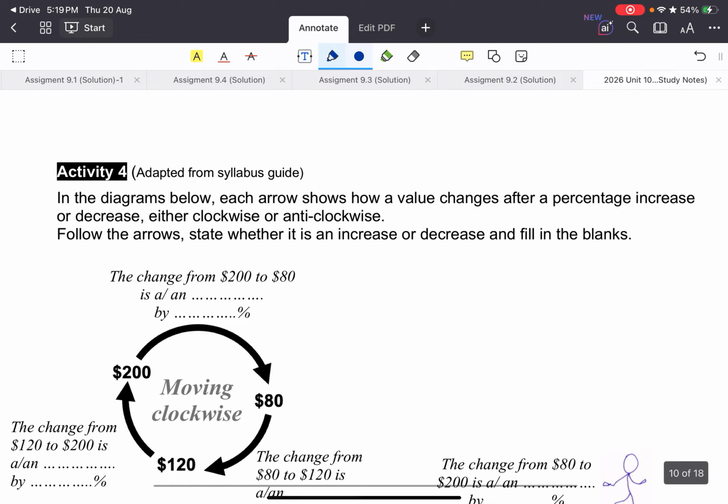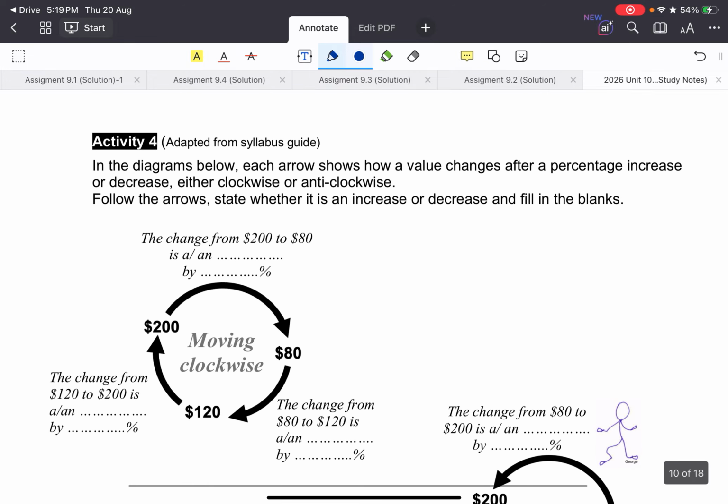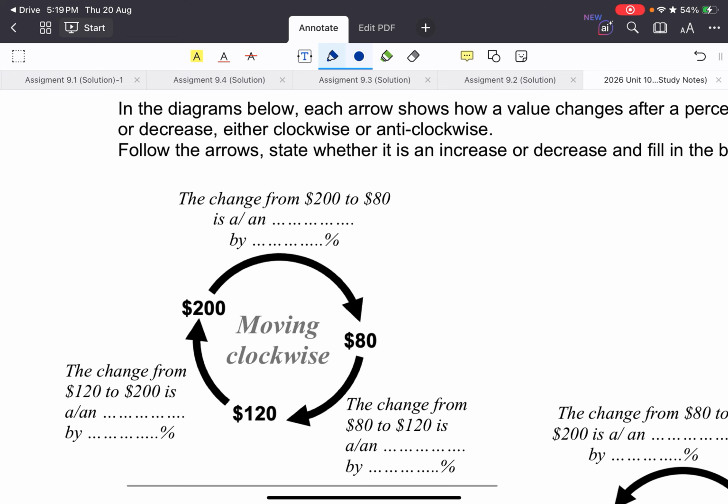So here's the next activity. It's quite interesting, right? Because of the way it is calculated, if I have a value and I increase by 10%, then decrease by 10%, I don't actually get the same value back. This little exercise actually helps you to see that. So I want you to pause the video, try it out yourself, then unpause to compare.